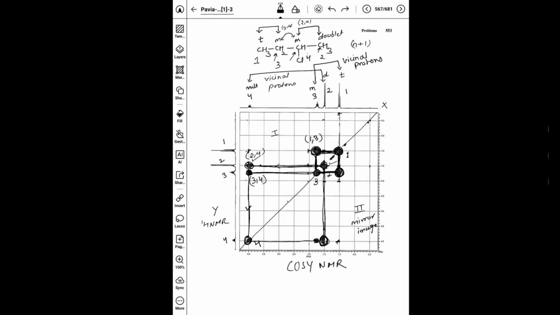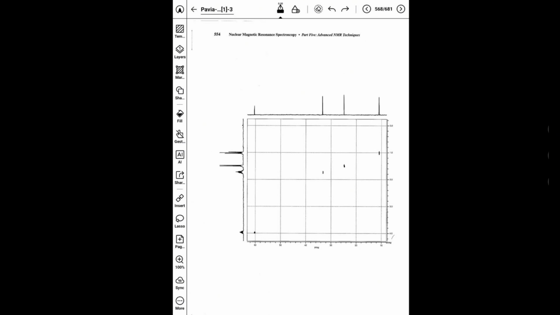Okay, I'm going to draw the 3 to 4 line, this one. Okay, this is another square, formation of another square. So we have assigned all the protons very nicely, right? So this methyl is 1, this is 3, this is 4, and this is 2. Okay, let me draw the structure on the other side.